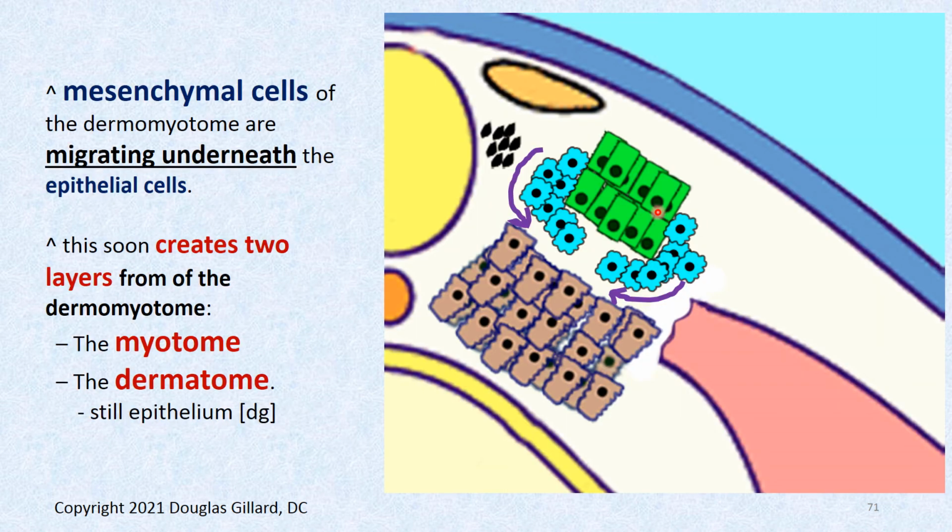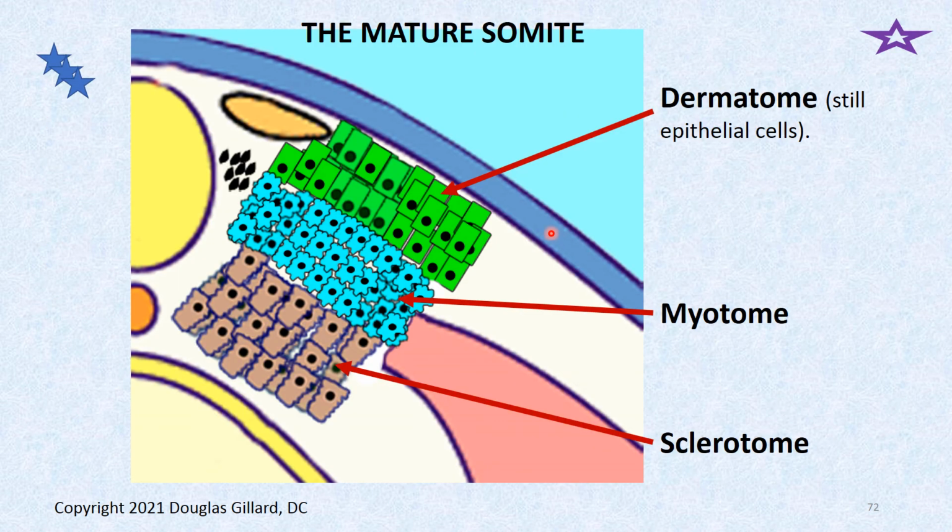So let's see a picture. See how that's happening? Those cells are moving right underneath. Okay, so cool. So now we have this. And while this was happening, the donut cells in the middle became fully mesenchymal, and they got the heck out of there. They migrated and kind of mixed in with these sclerotome cells. So they got out of Dodge, so to speak. So the dermatome is still epithelial cells, but myotome and sclerotome, those are mesenchymal cells. That could be a nice question, couldn't it?